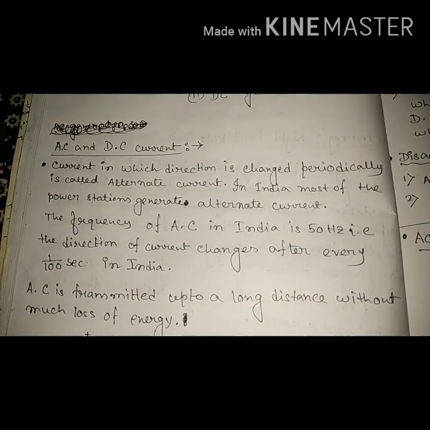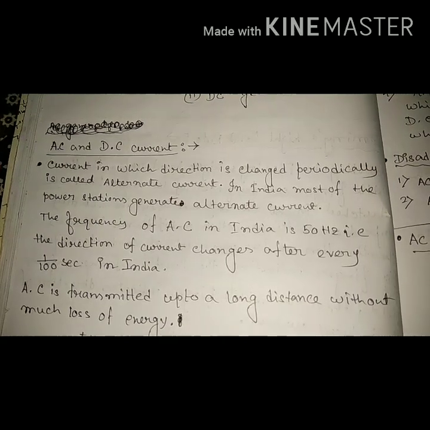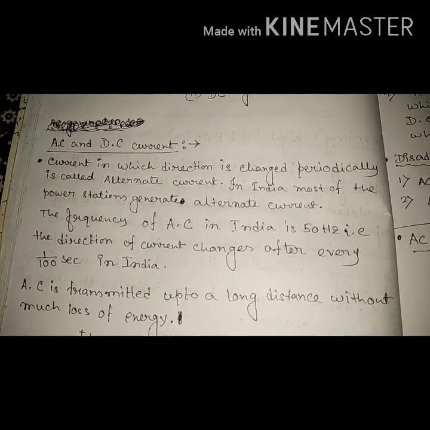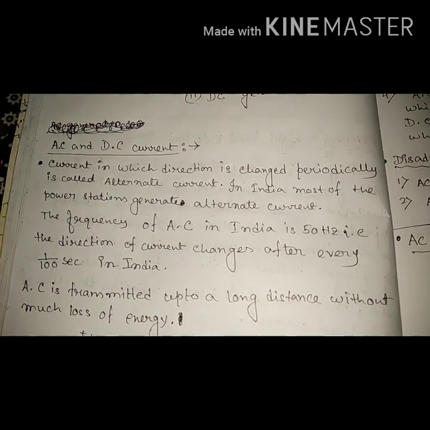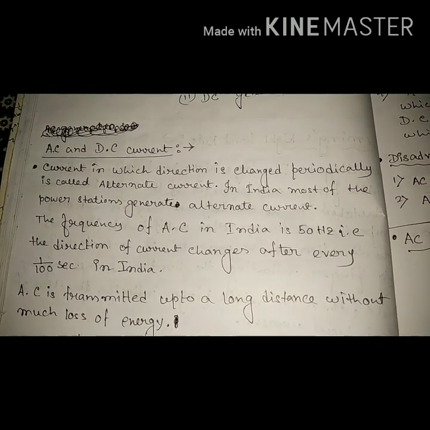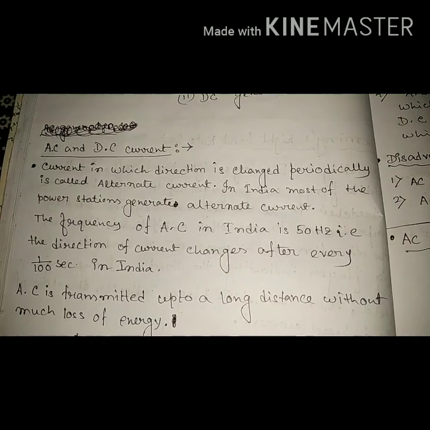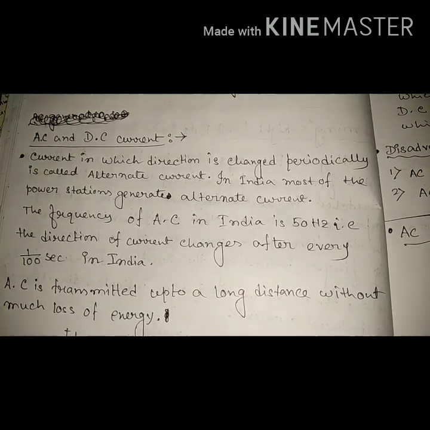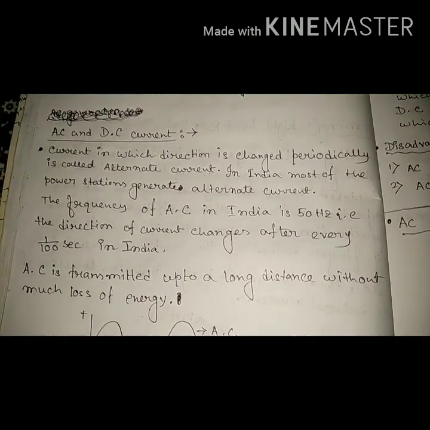That means the current changes its direction after 1/100 second in India. This is in case of India. And why do we use the AC, alternating current? Because alternating current can be transmitted over a long distance without much loss of energy.